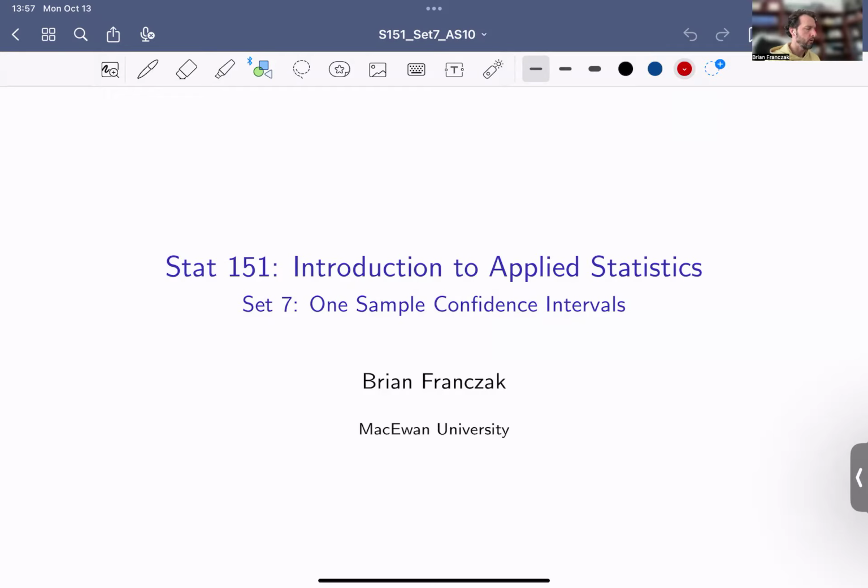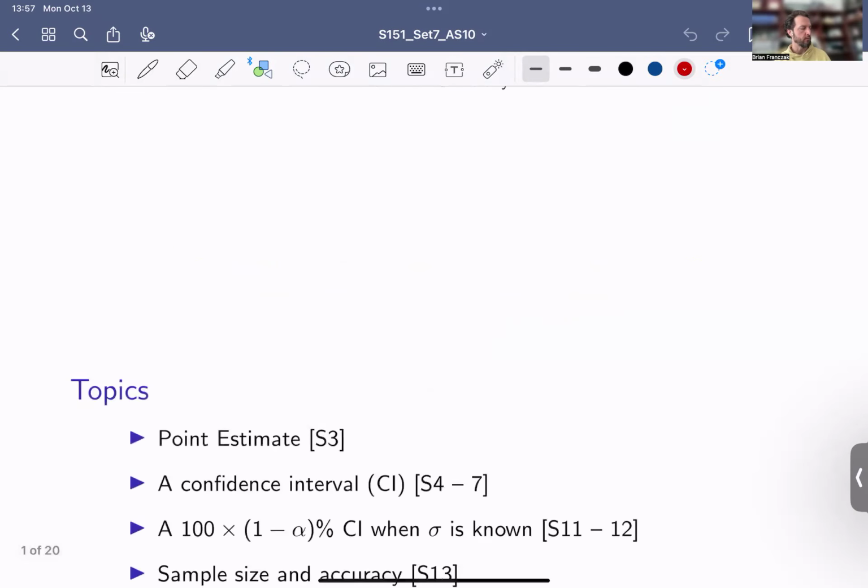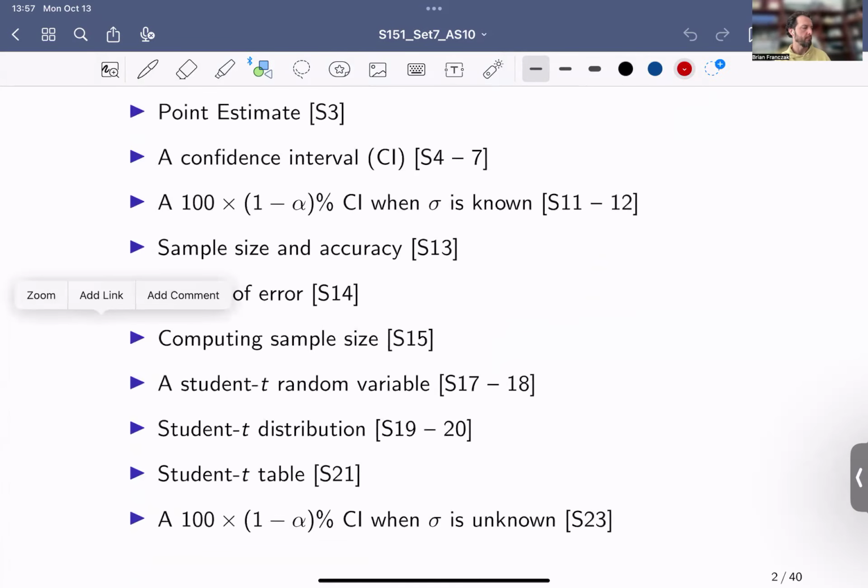We are going to work through lecture set number 7 from S151. This lecture set is our first lecture set on performing statistical inference. We're going to cover a number of topics in this set. We're going to define the point estimate to start.